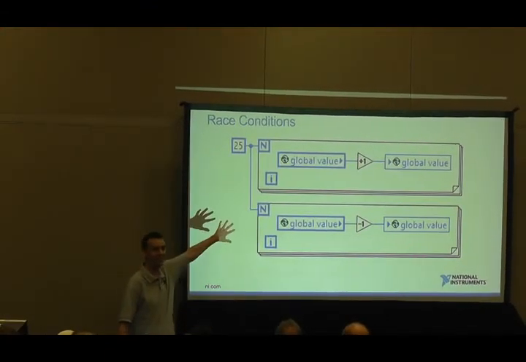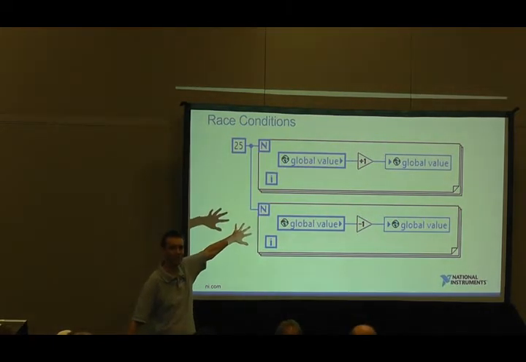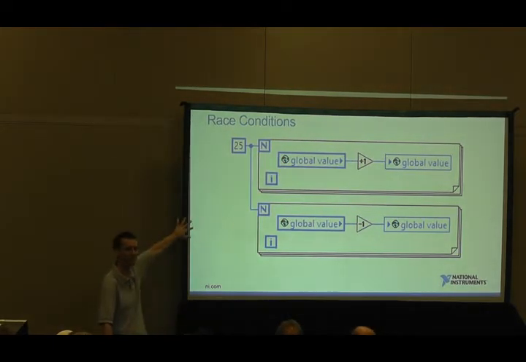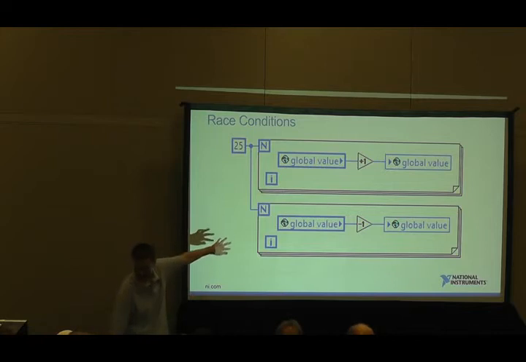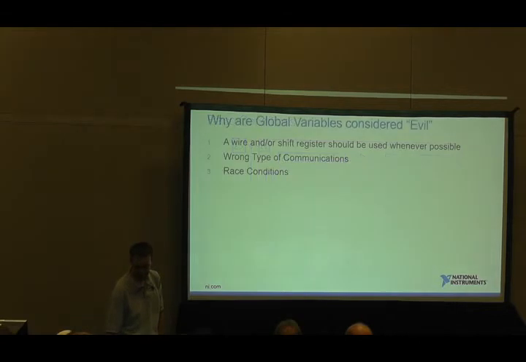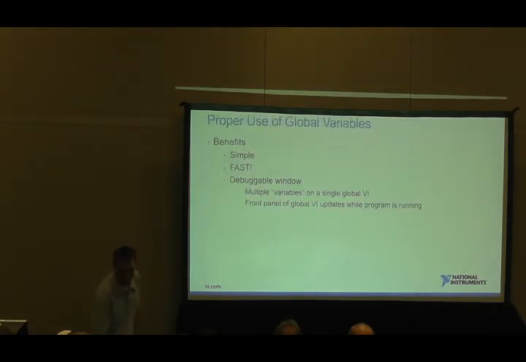Any questions on this? Because this is probably the biggest issue with global variables. I want to make sure this is good. The read-modify-write is the most common. There are other weird types of race conditions, but that's the most common. So there's the hint.